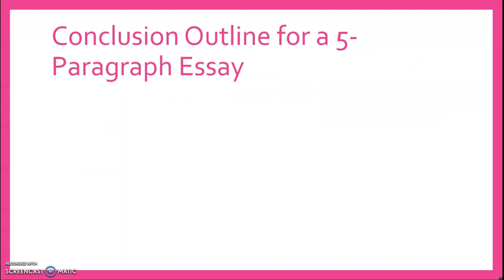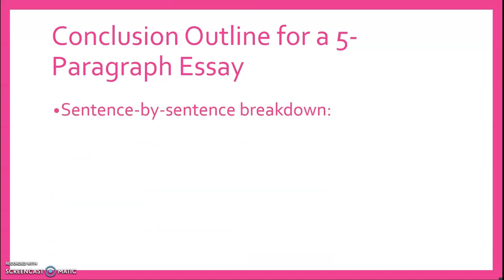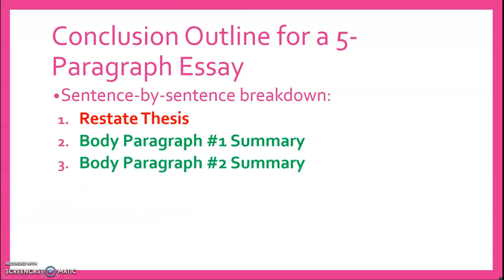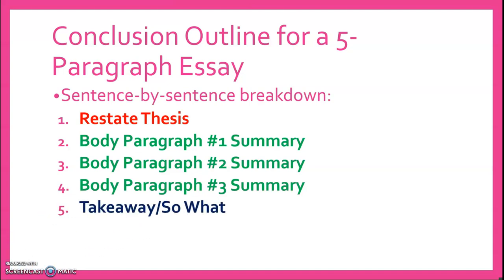All right, so let's say we're writing a 5-paragraph essay, and we need to build an outline for our conclusion paragraph that has at least 5 sentences. Let's do a sentence-by-sentence breakdown. The first sentence should restate the thesis. The next 3 sentences should summarize the topics found in each of our 3 body paragraphs with at least 1 sentence each. So there should be at least 3 sentences here for a 5-paragraph essay because we have 3 body paragraphs. Then we'll end on that takeaway or so what. We want to devote at least 1 sentence to that topic, but you can do more than 1 if you'd like.